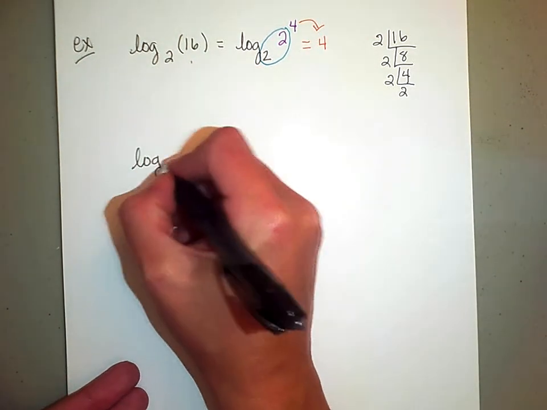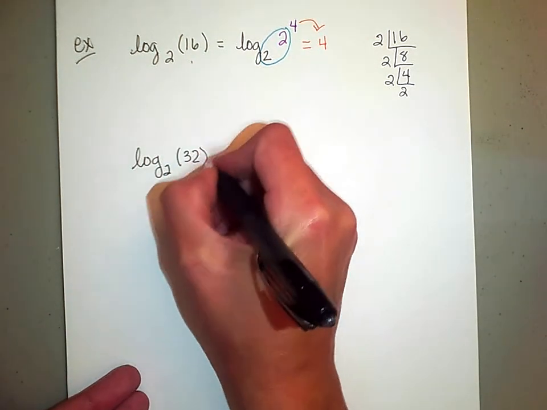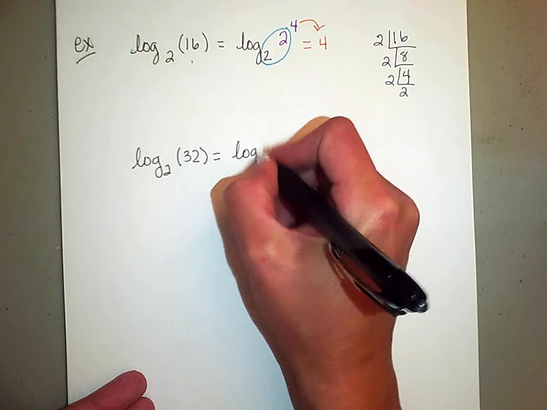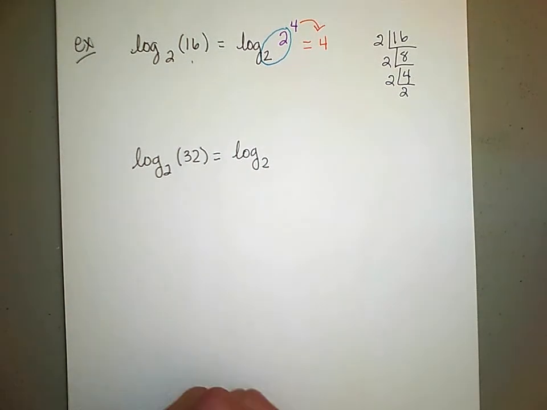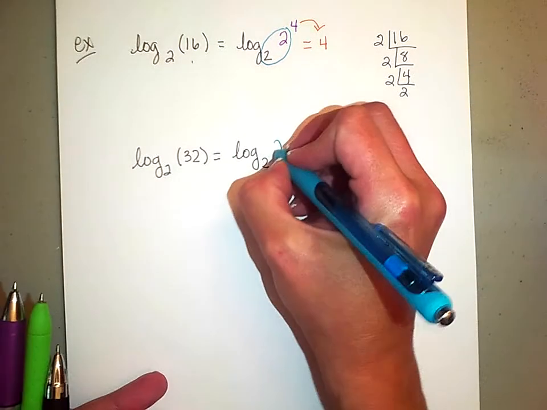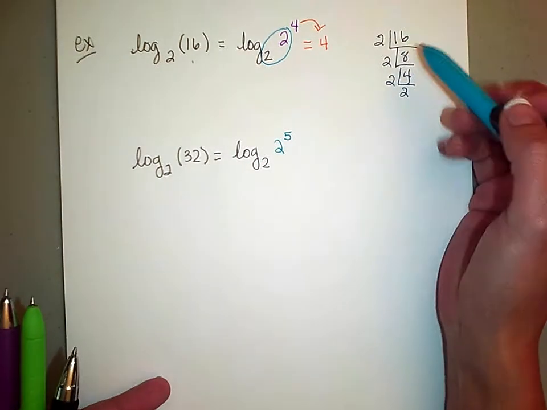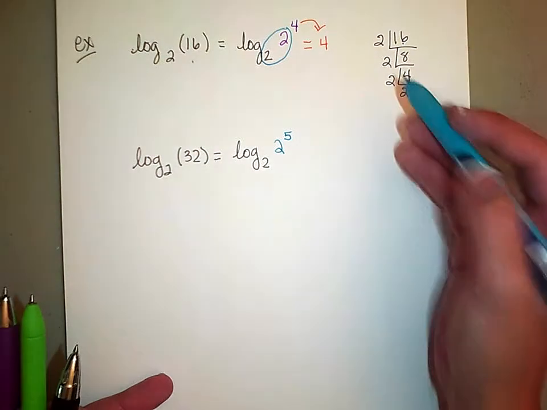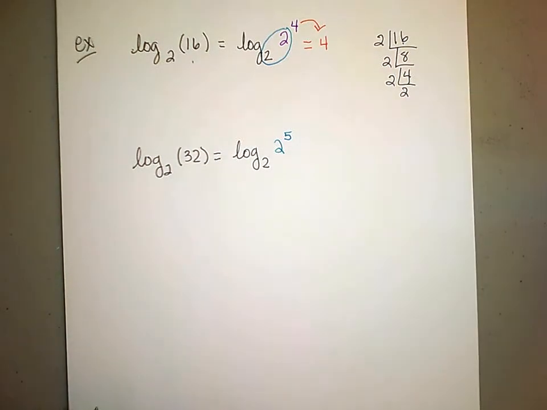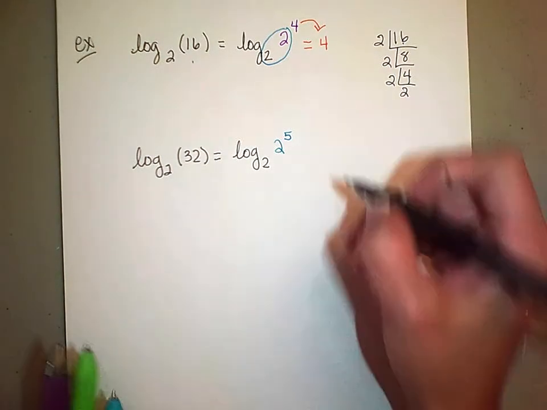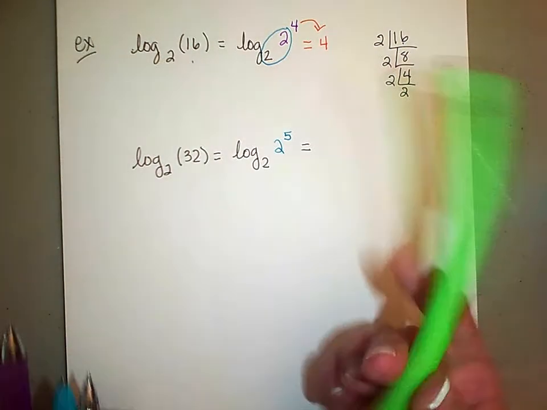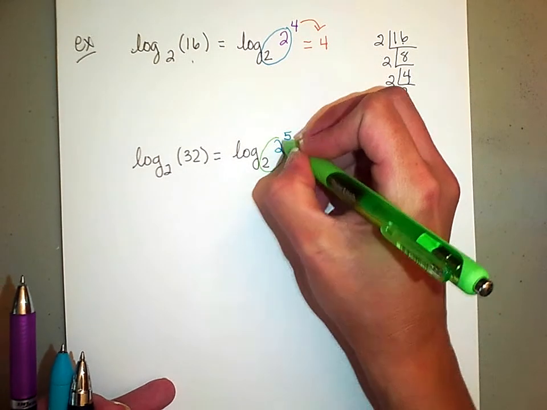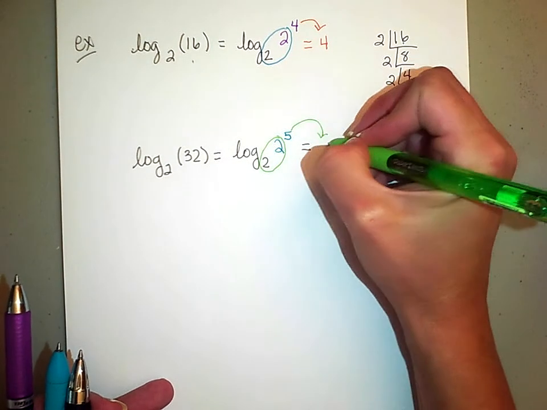If we looked at the log base 2 of 32, we could again rewrite this. It's a log base 2, now not of 2 to the 4th, but 2 to the 5th. 16 times 2 is 32, so there's an extra 2. And if we do this, then again, we have made these match, so the answer must be the exponent.